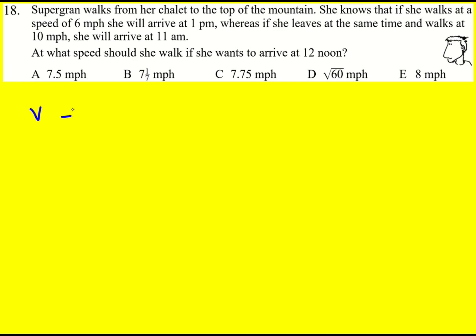In this question, I brought out speed equals distance over time and then rearranged it to distance is speed times time, because the distance is constant throughout. So if I look at Supergran walking at 6 miles per hour, then the distance is going to be 6 times however long it took. I'll call that capital T. She arrives at 1 p.m. So we don't know when she left, and that's what we're trying to find out.